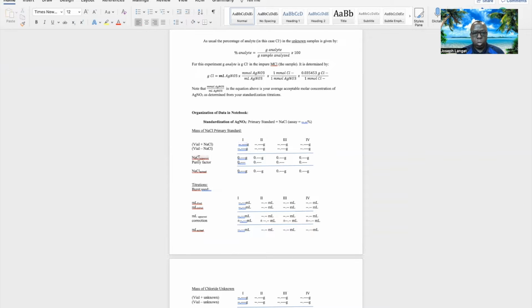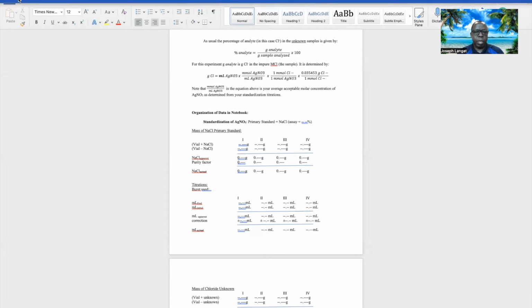Pay attention to sodium chloride apparent. This is what you recorded when you find the difference between the vial and the vial minus the chloride, which went into the 500 ml flask. Purity factor, the purity factor here was, or percent assay here. Percent assay, let's see here.